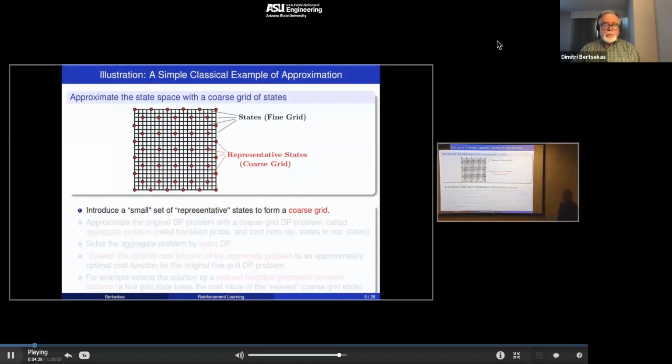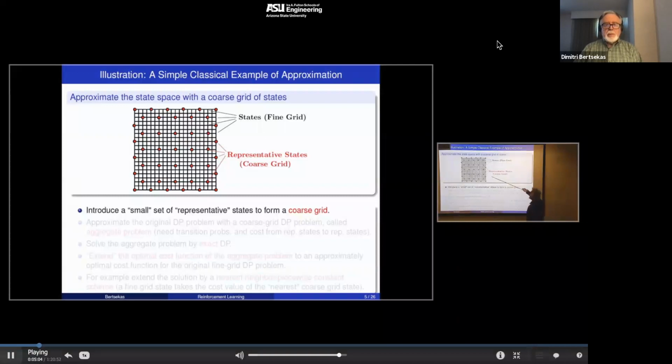Okay, so let me get across this idea through a simple example, which dates back to the early days of dynamic programming, approximating a state space which may be large with a coarse grid of states. In fact, it's an idea that goes back to the very early days of computation. Okay, any kind of numerical computation has at some level involved ideas like that, sort of thinning out the number of variables and focusing on a certain subset.